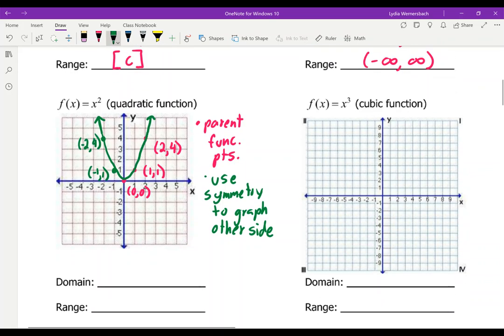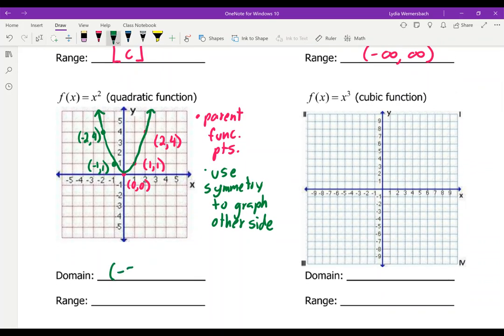Okay. Similarly, the domain of this is all reals. It goes on forever, which is great. But the range is a little different. It's going to go from that bottom y value, which in this case is 0, to infinity. And again, the domain and the range will change a little bit with transformations.